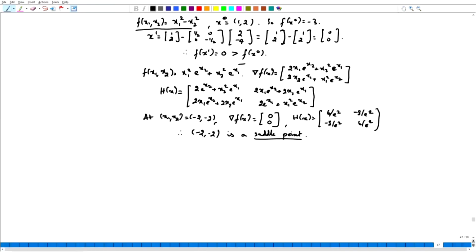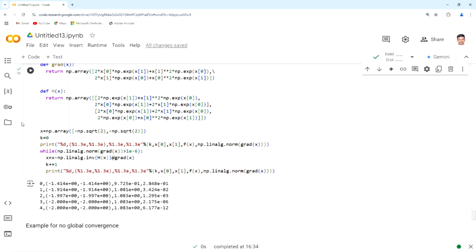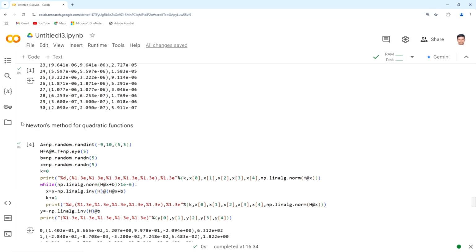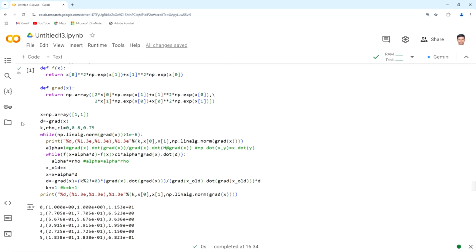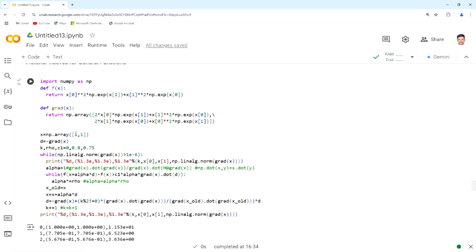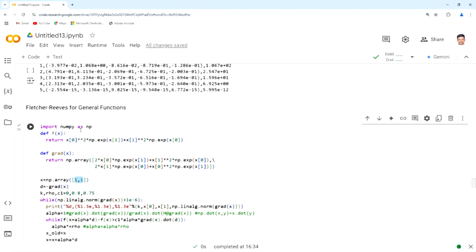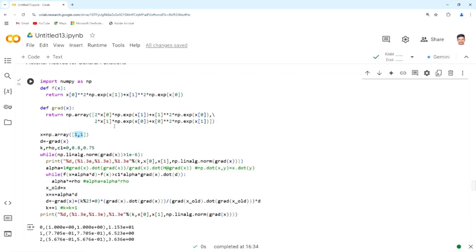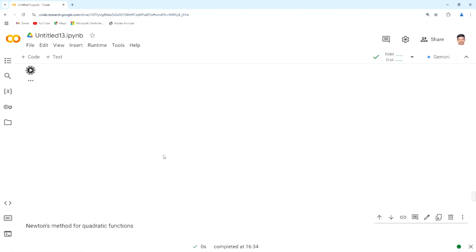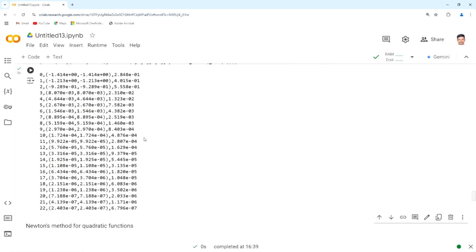We have the algorithms for everything, so I can just modify the values and show you everything. So, if you recall, this is Fletcher-Reeves for the same function. I am going to use the same initial value. Let us check what happens to this algorithm. You can see that it converges to (0, 0), the actual local minimum, in 22 steps.